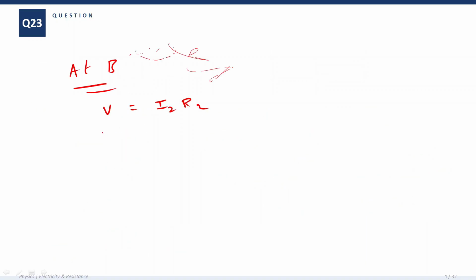Then V equal to 2. I2 we don't know. R2 is 2. 2 to 1 both sides get cancelled. I2 equal to 1 ampere.